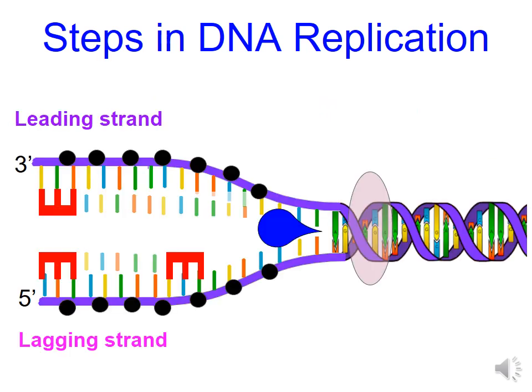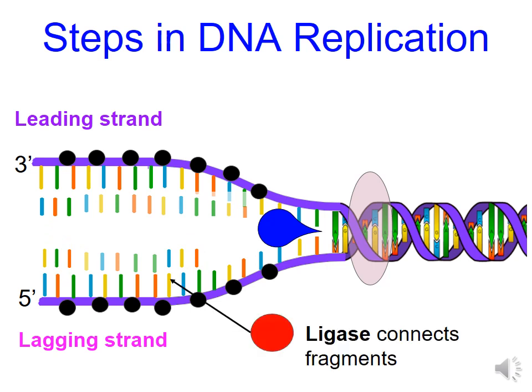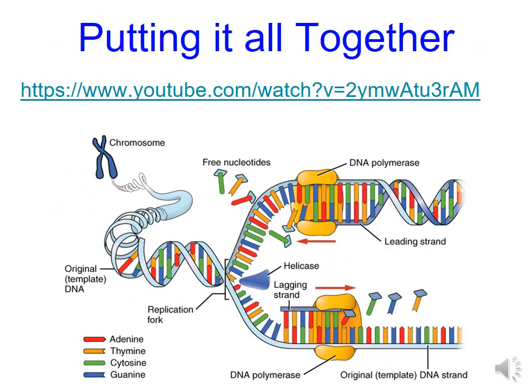So we've got our fragments. DNAP1 replaces the primer. Does the same thing on the lagging strand. It's replacing the RNA with DNA. And then we have the ligase that's going to connect each of the fragments together.